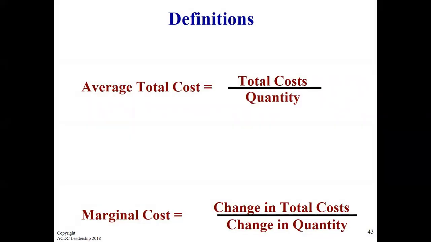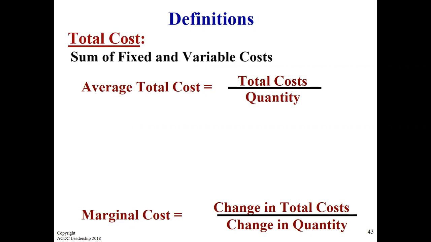Okay, average total cost is total cost over quantity. It's also fixed plus variable, so it's average fixed cost plus average variable cost.